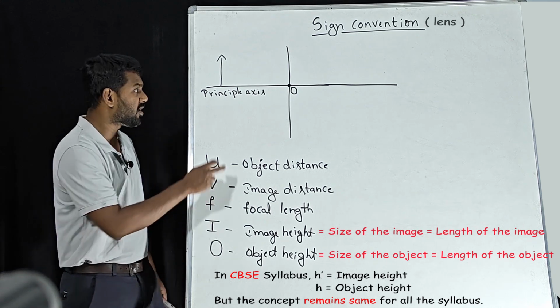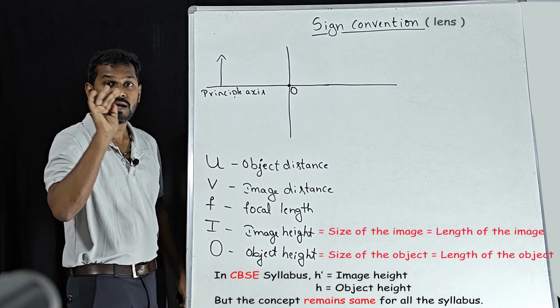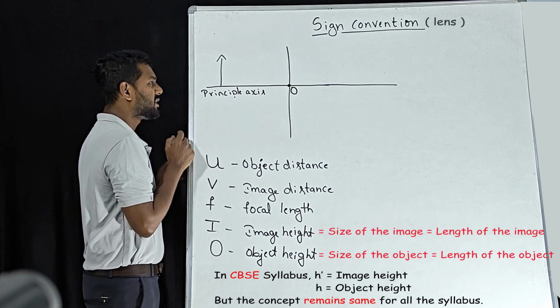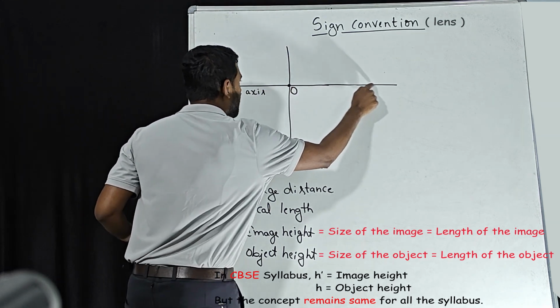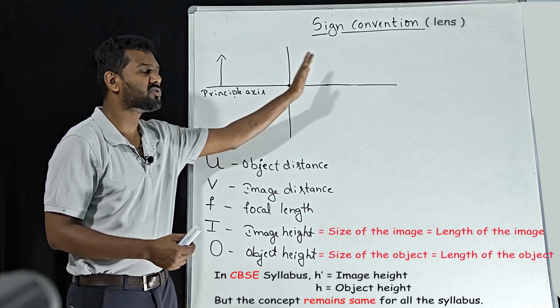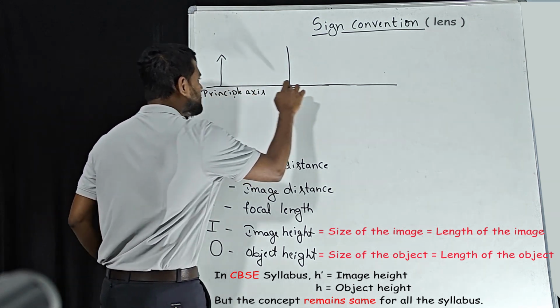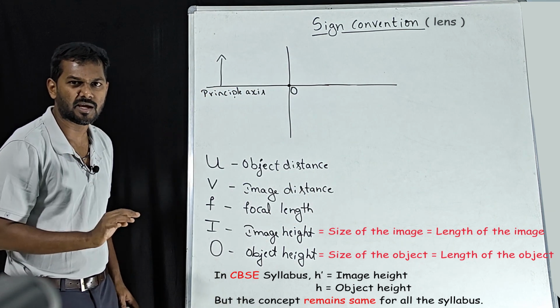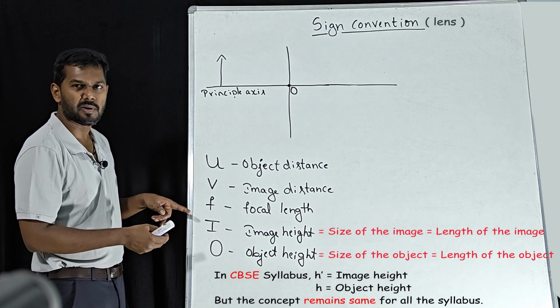One more thing, the height of the image and the height of the object will not be calculated from the optic center. It is calculated from the principal axis. See, this complete center line is the principal axis. Principal axis is not only on the left side, it is also on the right side. The complete center line is considered as principal axis. So how can we use the principal axis to find it?